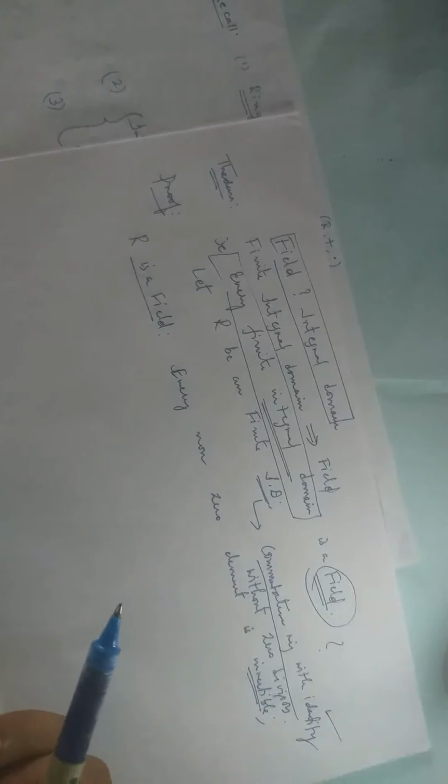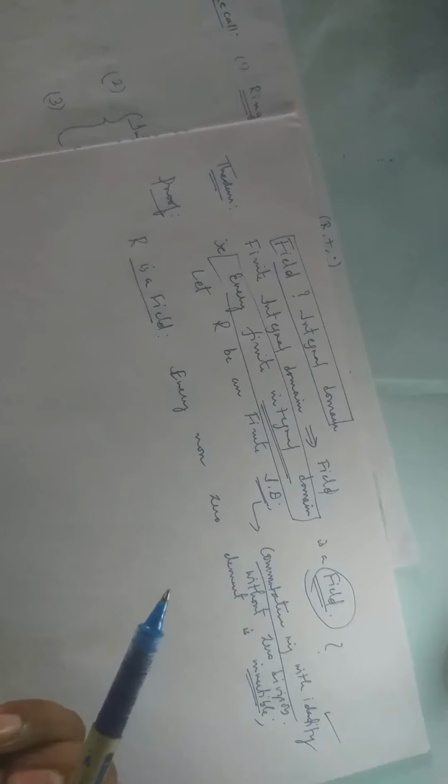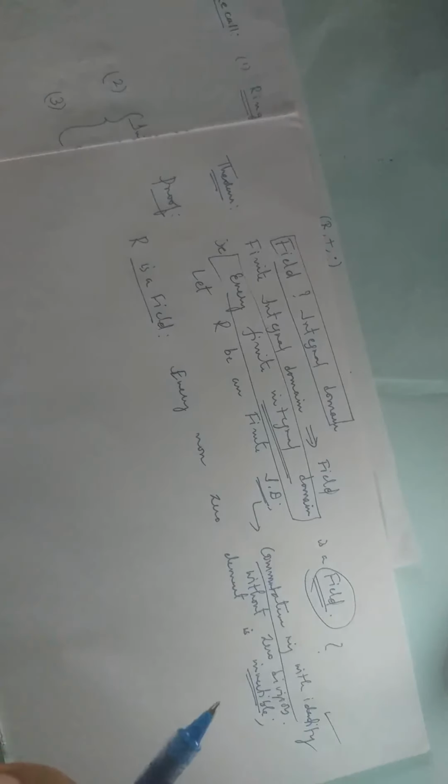Is it clear? So I have a finite integral domain. Now I need to show it's a field. That's all. But in order to show it's a field, commutative ring with identity is needed. That's over. Just I need to say every non-zero element is a unit, or else it's multiplicatively invertible. Every non-zero element is multiplicatively invertible. So invertible, we use one more name for this. It's called a unit. But how to show this?